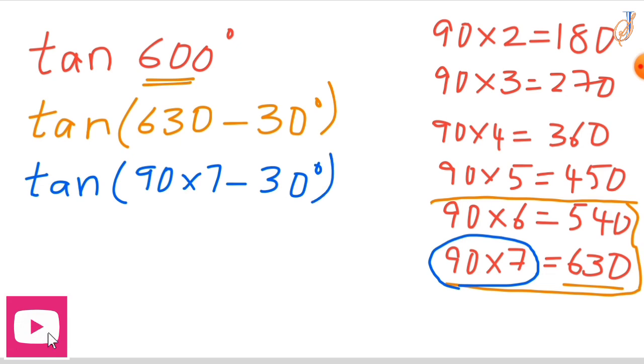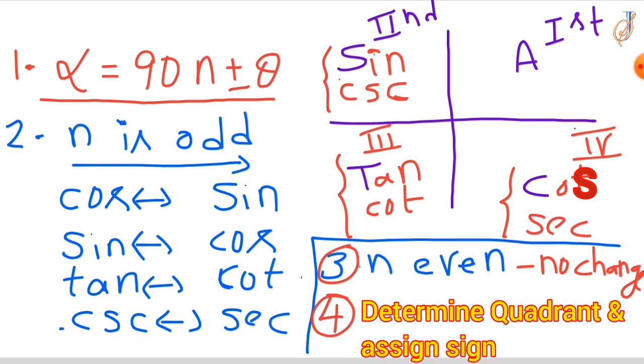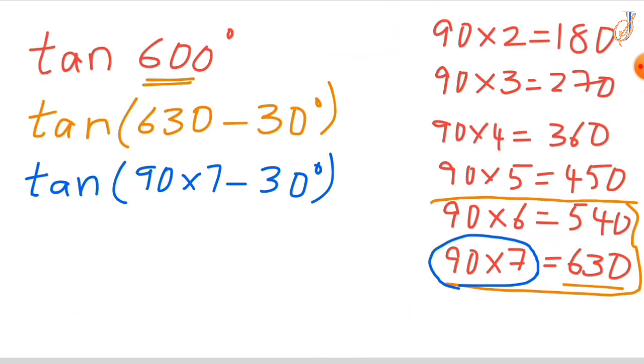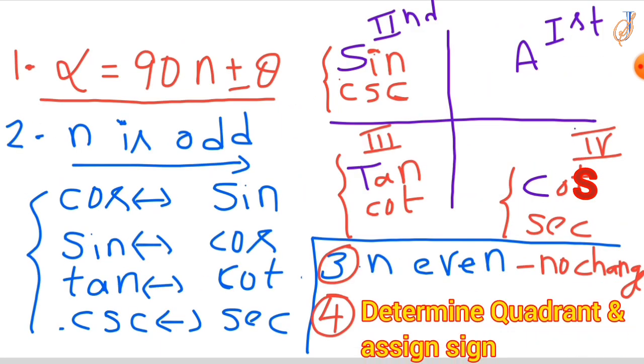And what is the second step? If n is odd, you change the function like this: cos turns into sine, tan changes into cot. So here n is odd. That means this tan converts into cot, and you just leave this angle, you just write only 30 degrees. That is our second step. And the third step is n is even, but in this case, n is not even, so leave the third step. Go for the fourth step, that is, determine the quadrant and assign the sign.